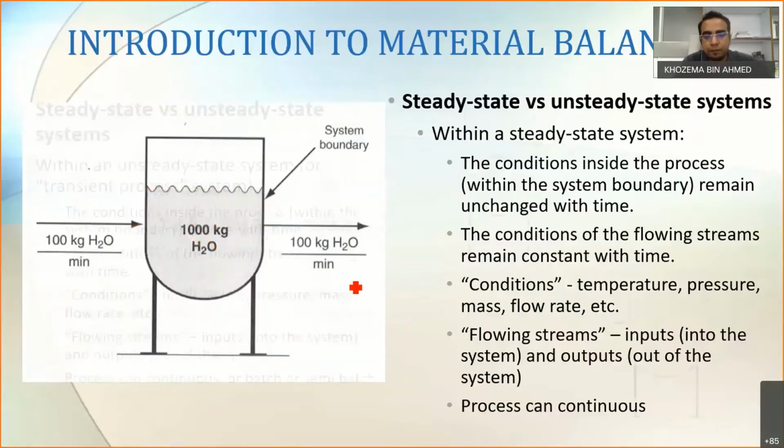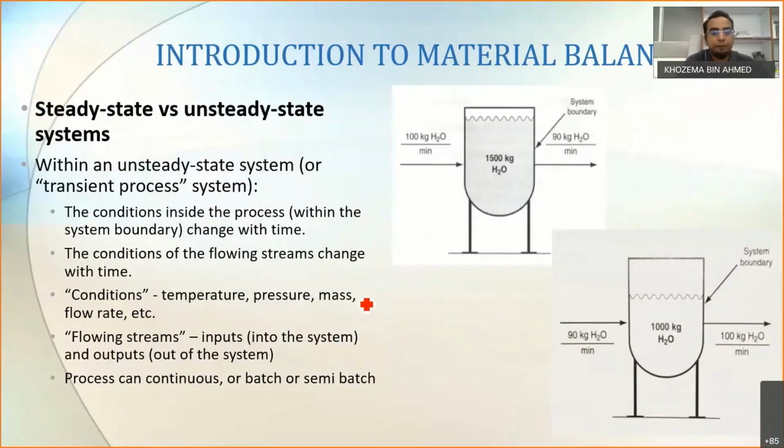If you have a steady state system, you must also have an unsteady state system. So the unsteady state system is the other way around from the steady state system, meaning that there will be accumulation in your system.